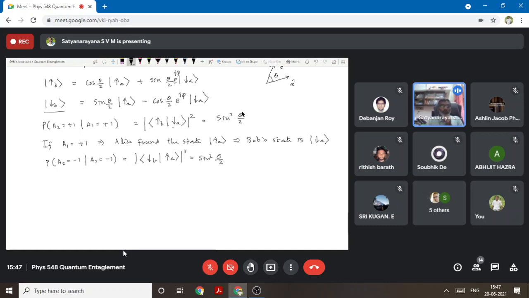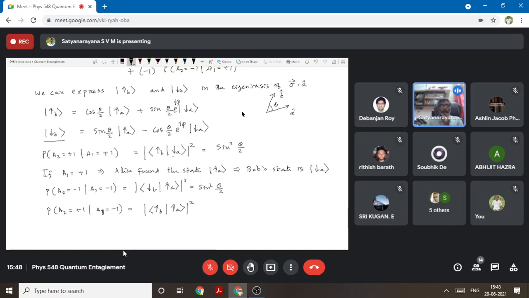Now let's ask what is the probability of A2 equal to +1 given A1 equal to -1. If A1 is equal to -1, what will be the state with Bob? It is up A. So we should get up B, up A, mod square. So the inner product of up B with up A, mod square, is equal to cos square theta by 2.